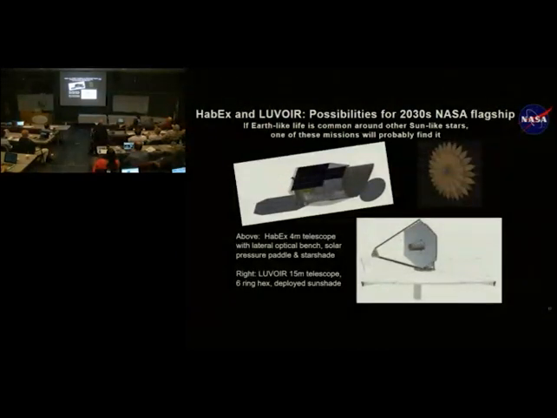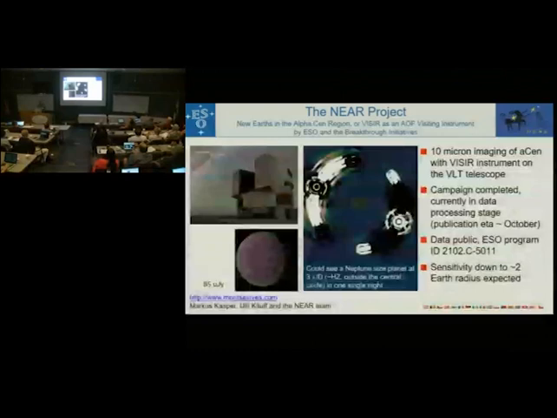And the things that would truly blow this out of the water are LUVOIR and HabEx, but we have to wait till the 2030s to do that. They are really the missions that will definitively tell us if life is common or not by imaging dozens or hundreds of stars and looking for potential signatures of life, biomarkers, on planets around them.